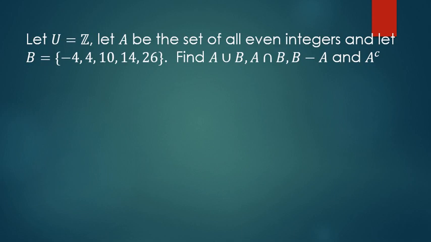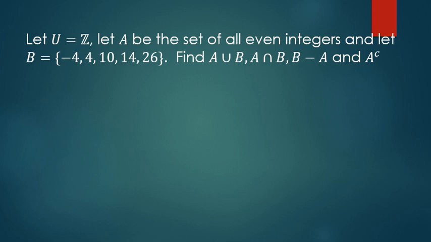The other example I want to show, our universal set is Z, the set of all whole numbers. A is going to be the set of all even integers. And I've picked out a few numbers and thrown those together and made those set B. B is -4, 4, 10, 14, and 26. And we're going to, again, find the same 4 sets.